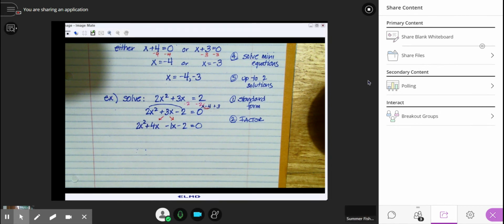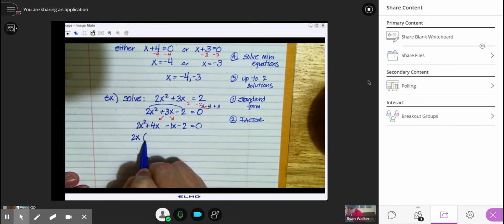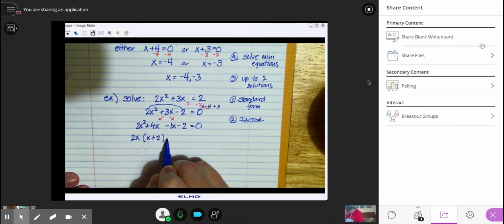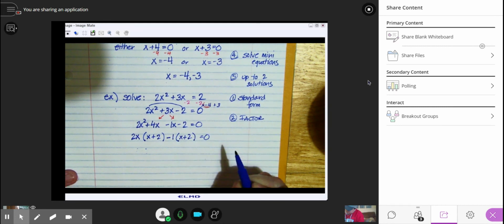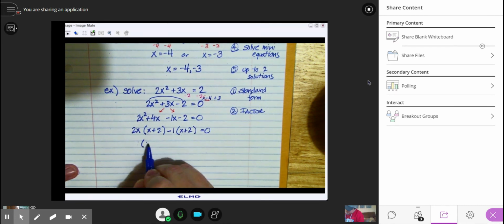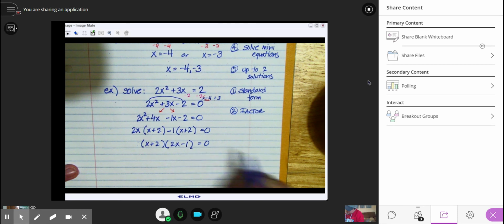All right, so we've got 2x squared, then plus 4x minus x minus 2. I'm going to pull a 2x here. 2x times x plus 2, minus 1 times x plus 2. So x plus 2 times 2x minus 1 equals 0.